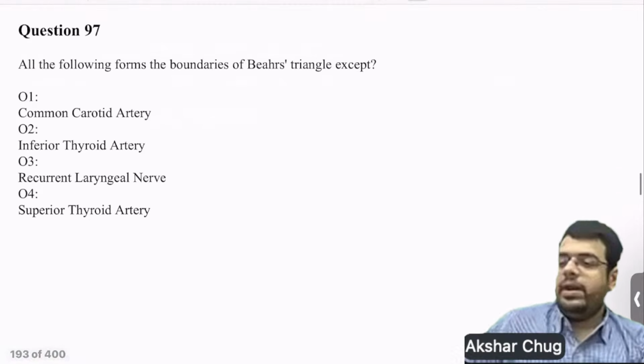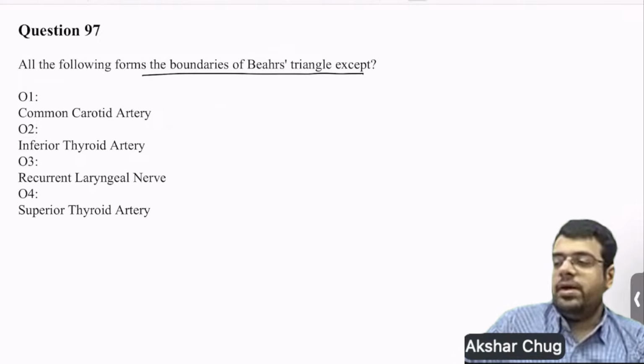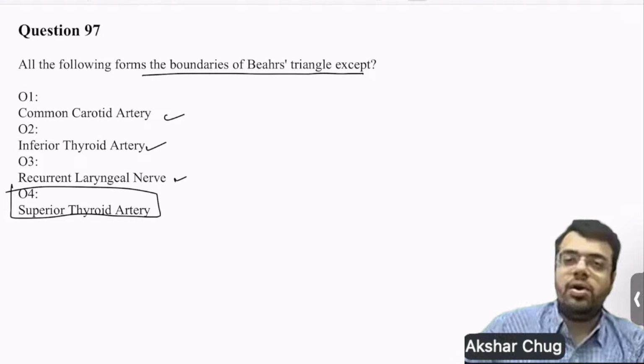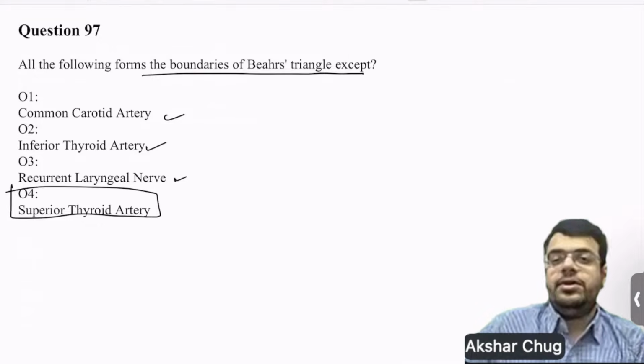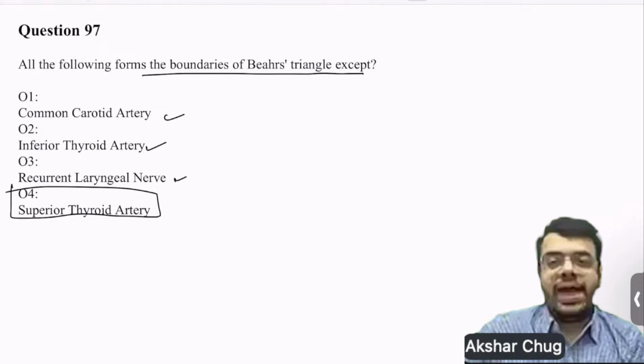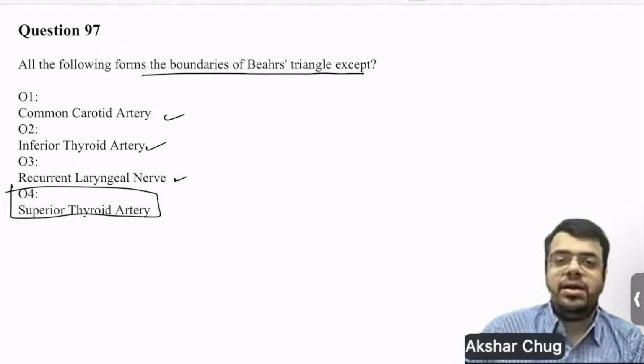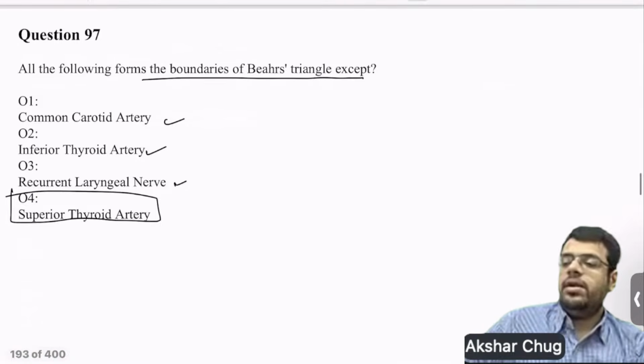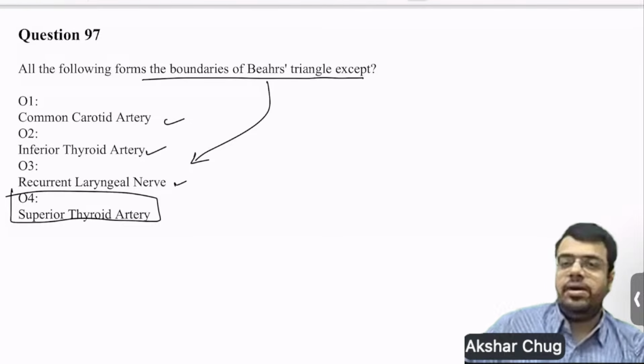Question 97. Boundaries of Beer's triangle. So the inferior thyroid artery, common carotid, and recurrent laryngeal nerve form the boundaries of Beer's triangle, whereas the superior thyroid artery does not. Again, this is a factual question. It would be better if you could see the diagram of Beer's triangle right now and consolidate this concept in your brain. Basically, Beer's triangle is used to localize the recurrent laryngeal nerve.